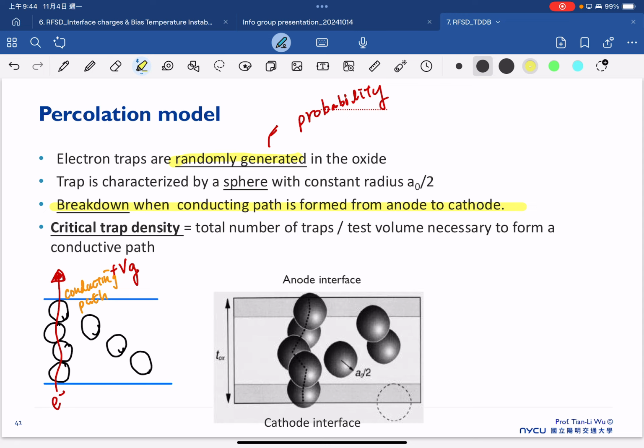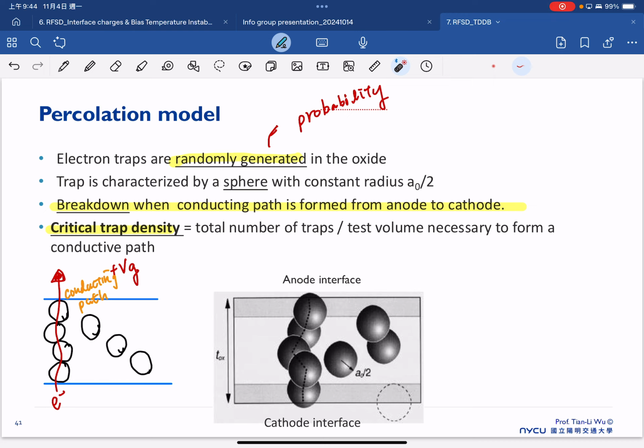And also, this percolation model can perfectly explain why there is a concept we call the critical trap density. Because as long as the defect density reaches a certain trap density, it can always form the percolation path. That's why we propose the percolation model: we see there's a critical trap density, and once it reaches the critical trap density, it always shows the breakdown curve.